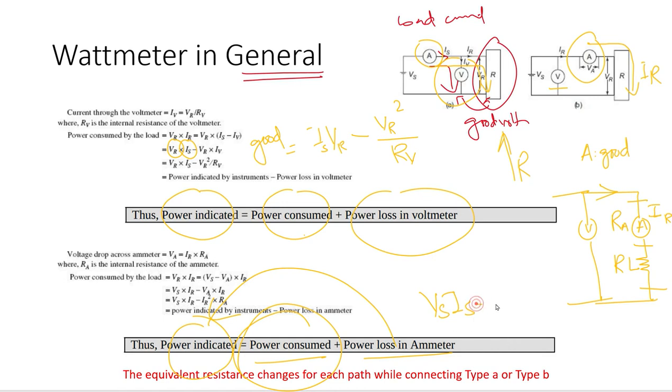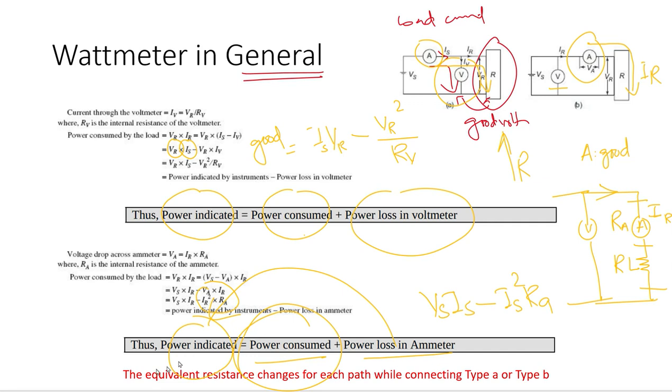So what is lost inside the ammeter? Is square times Ra is lost. So IR square or Is square times Ra is subtracted from it. I guess this is pretty clear: if we want to calculate the power across this load, we will calculate the total power and then subtract the loss power.